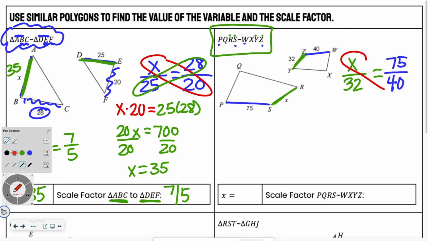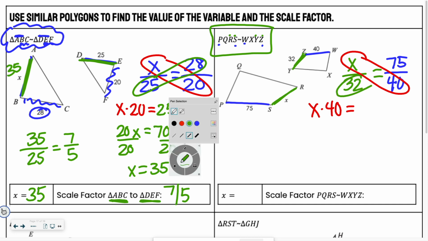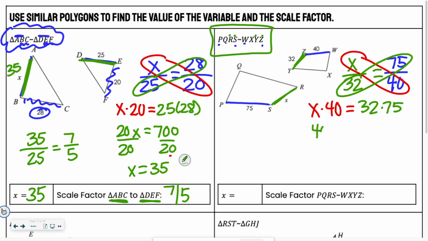So again, I like to always start with my variable. So x times 40 is equal to 32 times 75. X times 40 we know is 40x. 32 times 75 is 2,400. Then our last step is to divide by 40. So x equals 60. There we go.